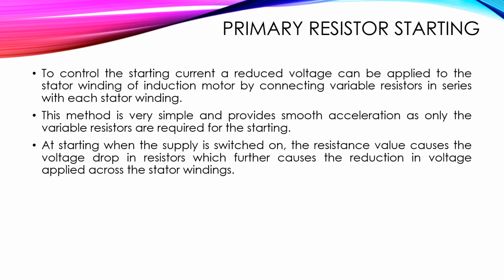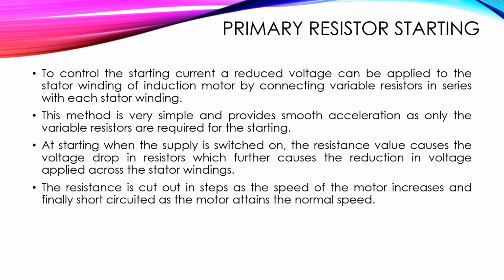Right? So that's why this method is very simple and provides smooth acceleration, as only the variable resistors are required for the starting. When the applied voltage gets reduced due to the series connected resistors, the flux is reduced. Right? Why? Because we know that the flux is due to the current flowing through the rotor conductors. And this reduced flux causes a reduction in the rotor induced EMF and hence the rotor current.